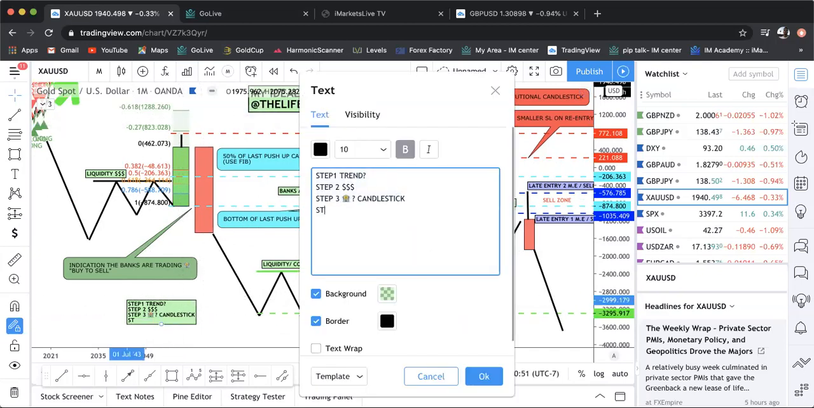Now, step four. Once we have the institutional move, we're going to mark out our POIs. Our first POI is going to be the body of the first move. This one was the first bank move. So the banks decided to buy to sell. We're going to put it at the body of the first buy, the body of the first bank move.